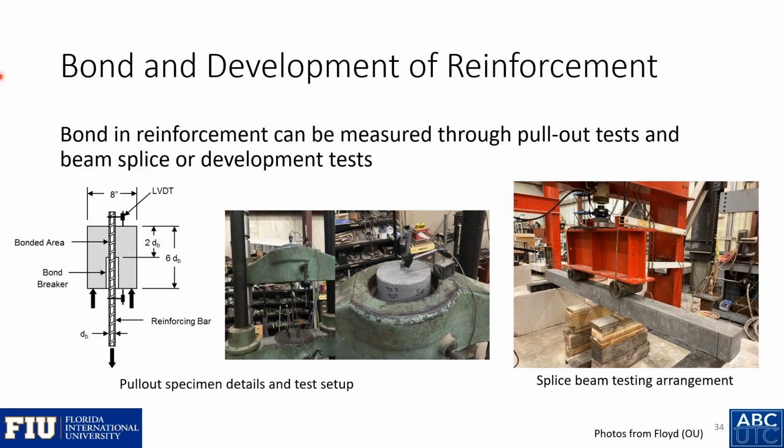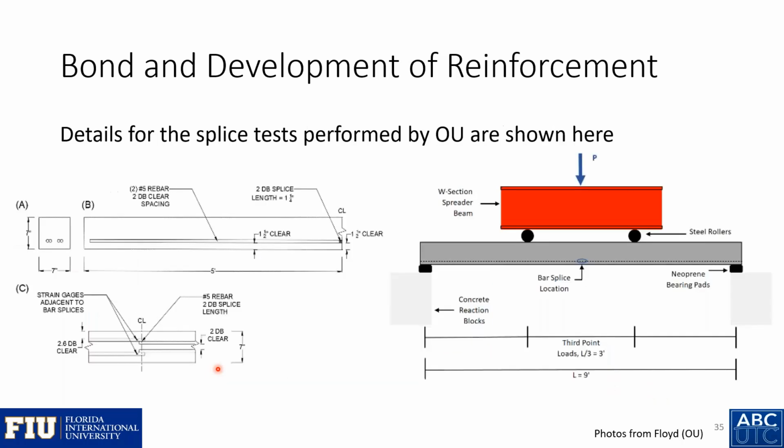So next, we'll look briefly at bond and development of reinforcement. The bond of the reinforcement can be measured through pull-out tests and also through beam splice or development tests. A pull-out test is a cylinder block of concrete with a bar embedded and a bond breaker at the top to reduce the influence of the support on the bond. Dr. Floyd at the University of Oklahoma looked at this type of test and also a splice beam test. With the splice beam test, they had bars with a 2 bar diameter splice length at the middle.